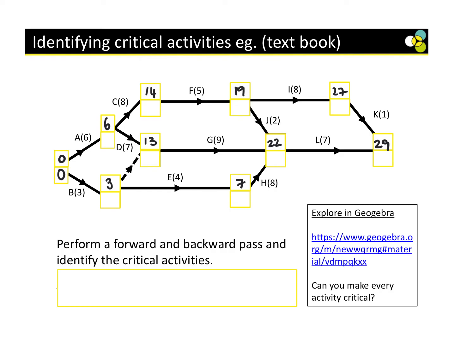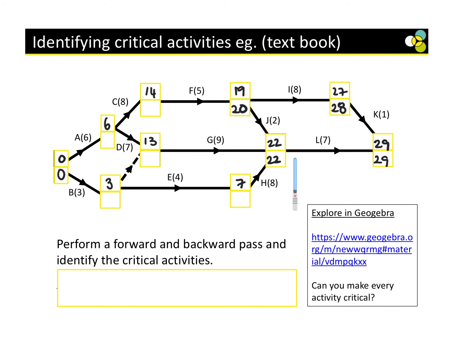Right, backward pass. So we know we're going to start at 29. Okay, so backwards, this is going to be 28. 29 minus 27 is 22. Backwards again. Now, if I look here, I can either go 28 take away 8 is 20, or 22 take away 2 is 20. Luckily, they're both the same. 20.